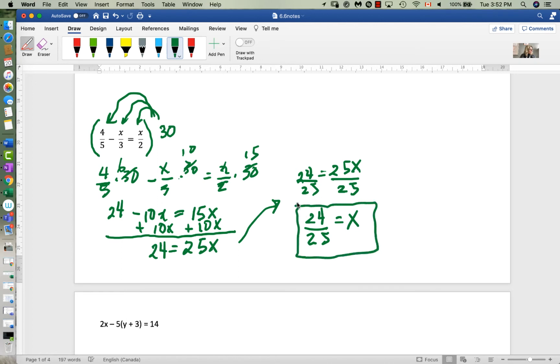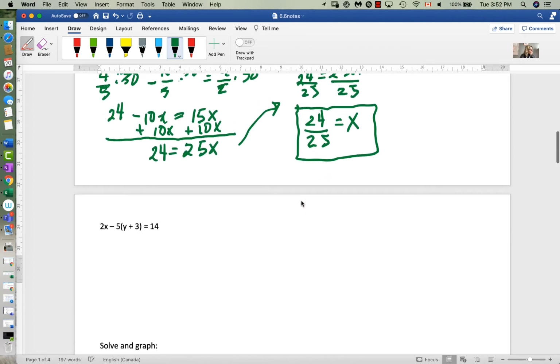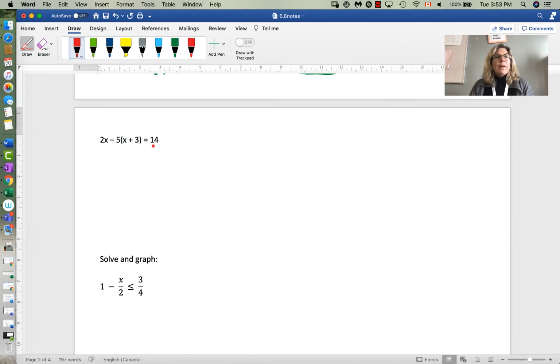Okay, the next one we have here is 2x minus 5 times x plus 3 equals 14. So the first thing we want to do is multiply the 5 through, or distribute the 5 through to both terms. So we would have 2x minus 5x minus, because it's minus 5 times positive 3 is minus 15 equals 14.